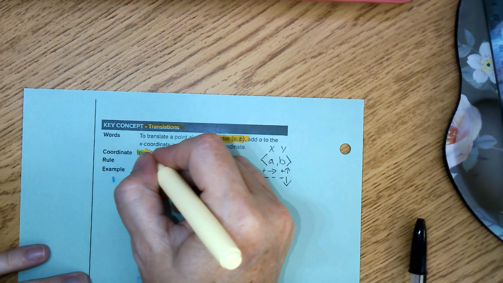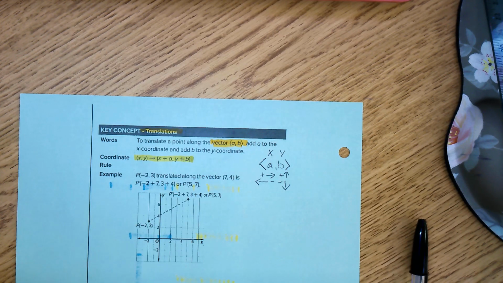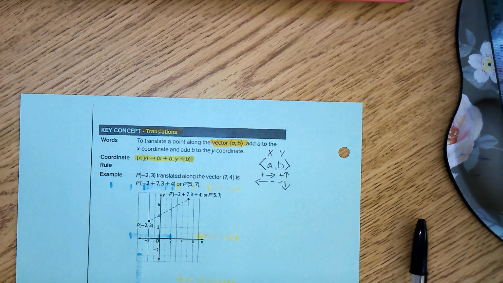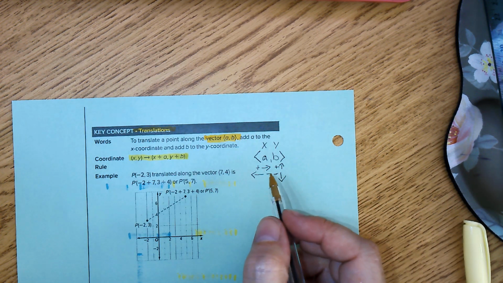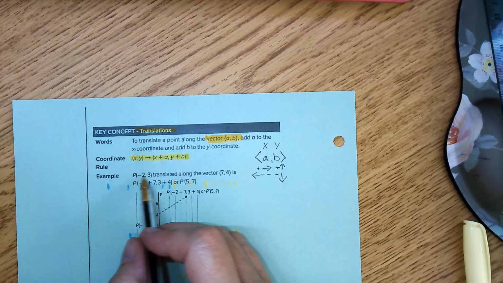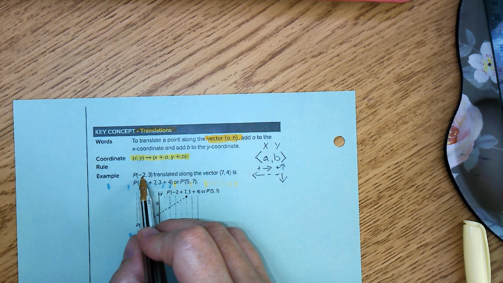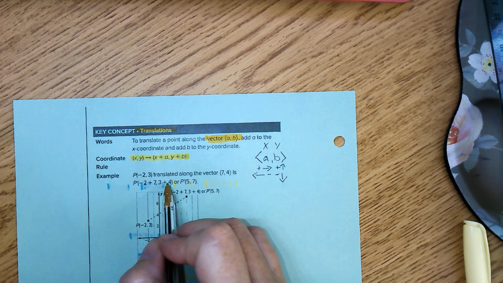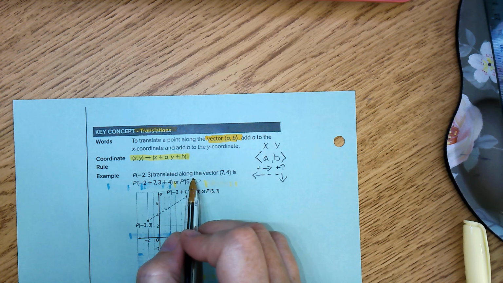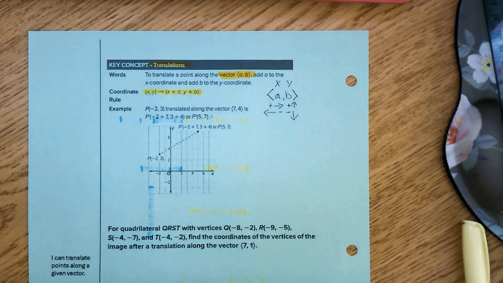And you get another rule. Here's your rule. When you translate, your X changes by its vector part, A, and Y changes by the B part of the vector. So let's see. We are going to translate P. All right, so here's your example. You translate P, your vector is (7, 4). So you add 7 to the -2, and then you add 4 to the 3, giving you your new point. So let's practice that.